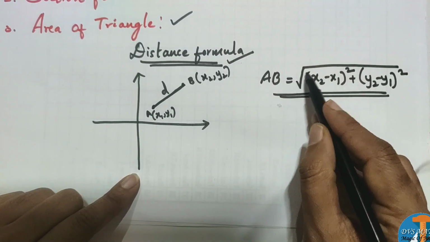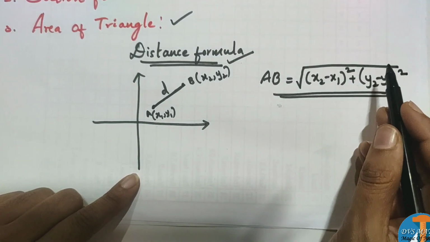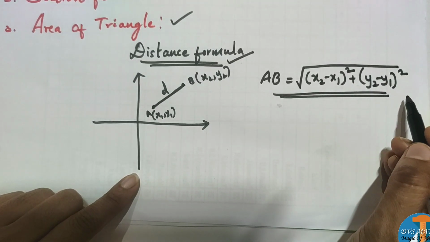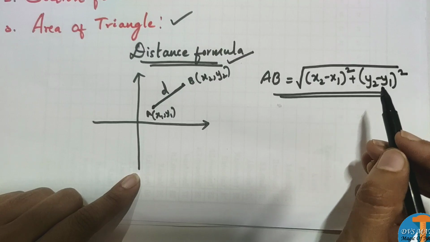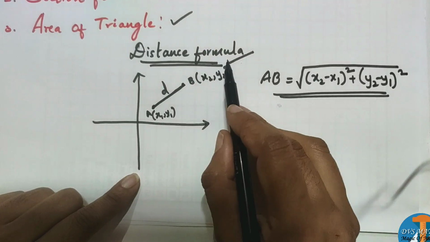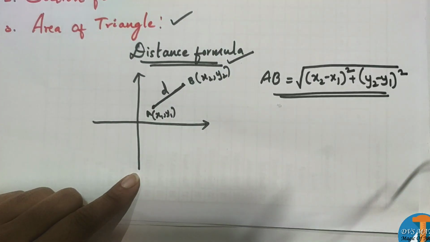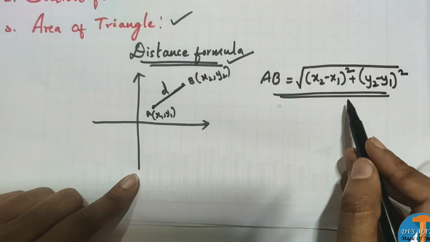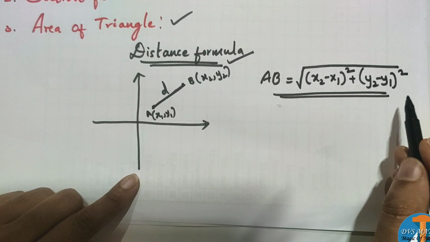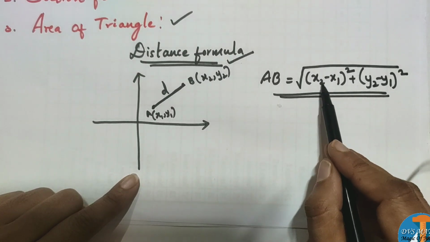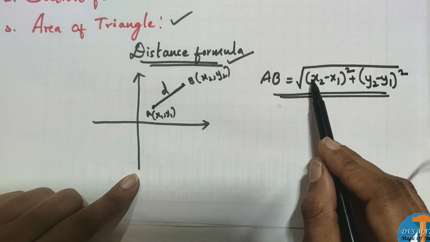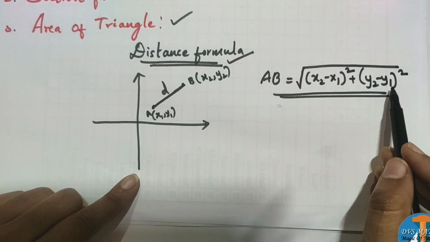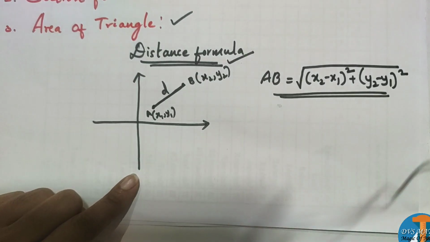AB is equal to square root. The formula, remember, square root of x2 minus x1 whole square plus y2 minus y1 whole square. Again, I am repeating. What is the formula for distance? How to find the distance? Or what is the distance formula? AB is equal to square root of x2 minus x1 whole square plus y2 minus y1 whole square. So this is the formula.